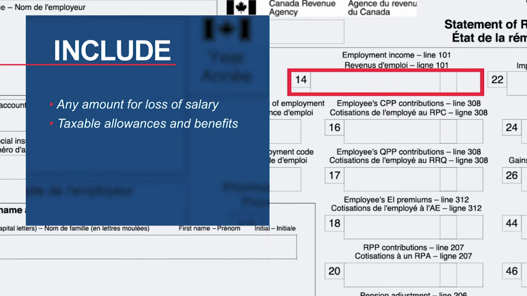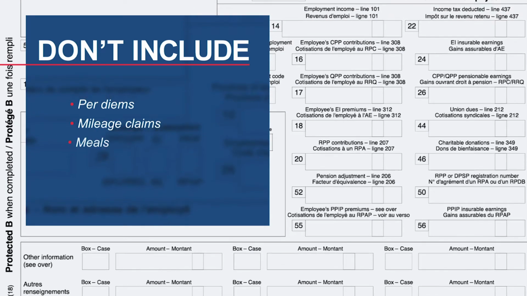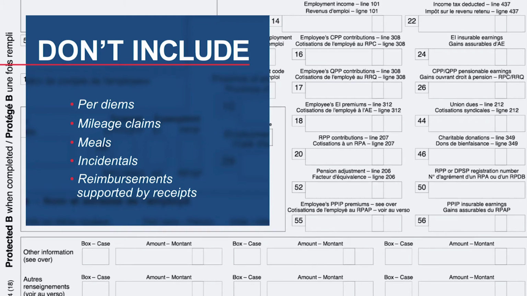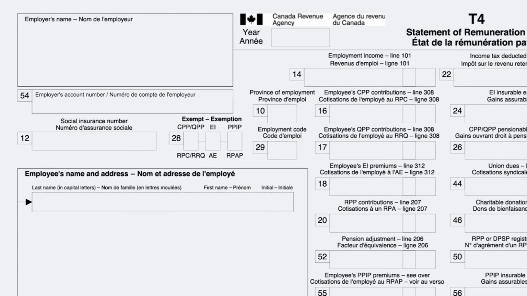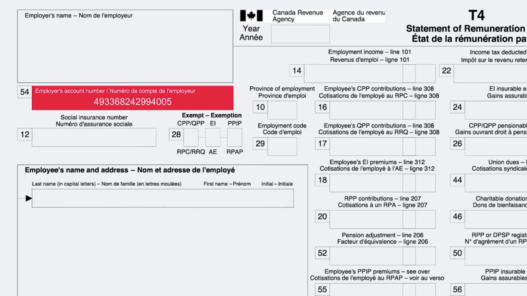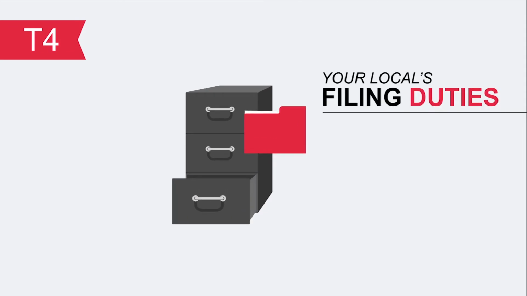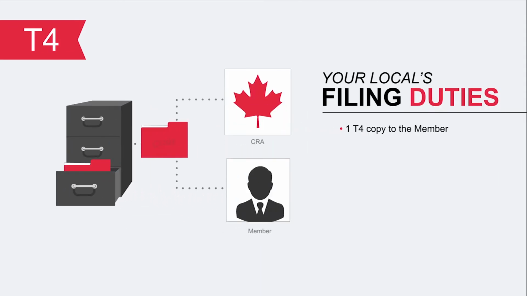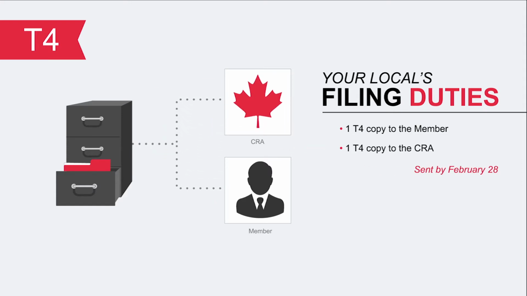As with the T4A, a T4 should not include per diems, mileage claims, meals, incidentals, or any expense reimbursement supported by a receipt. Robert's local payroll account number will come in handy again here. This time he enters it into box 54. Like the procedure for the T4A, Robert must send a copy of the T4 to the recipient member as well as a copy to the CRA no later than February 28th of each year.